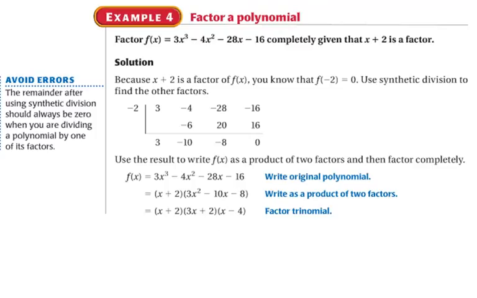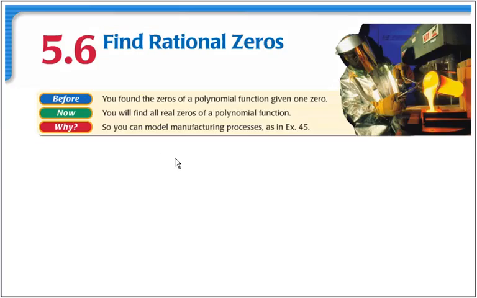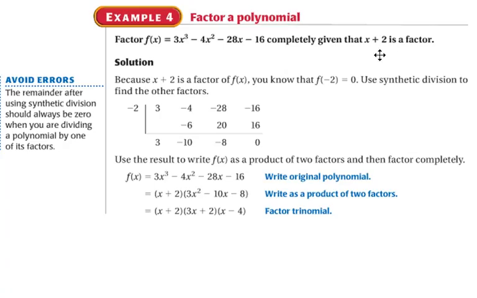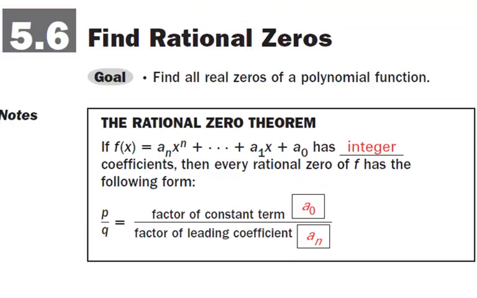What we're going to be doing in this section is learning how to find that first factor on our own. In other words, instead of them having to give us x plus 2, we're going to find that x plus 2 factor ourselves. So to do that, we are going to use what's called the rational zero theorem.